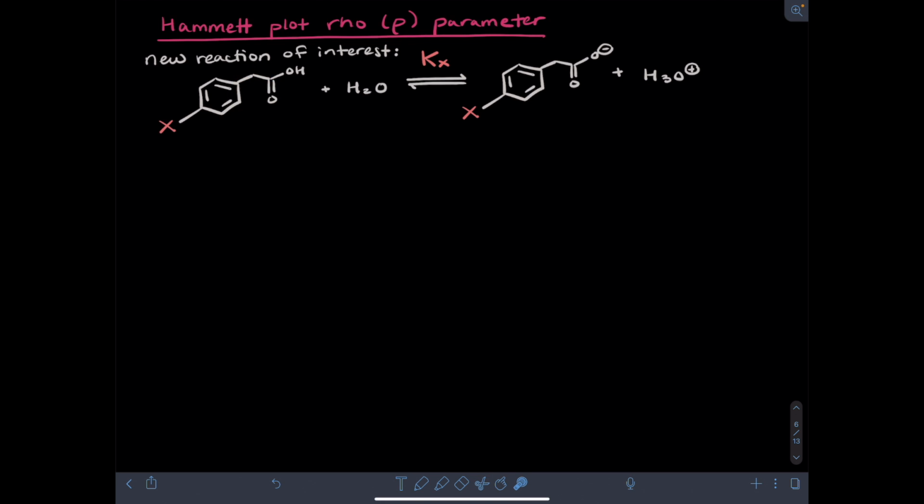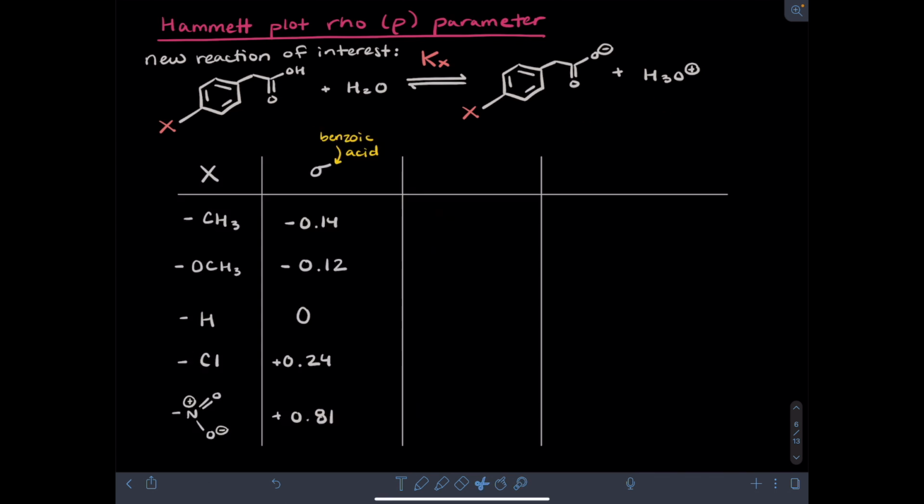So this is a new equilibrium of interest, and we want to consider what effect the X substituent at the para position has on the equilibrium between the carboxylic acid and water, and then the conjugate base and conjugate acid. Let's consider you performed this equilibrium reaction 5 times with different X substituents. For reference, these are the sigma values for benzoic acid, our benchmark reaction, and not our actual reaction of interest here.